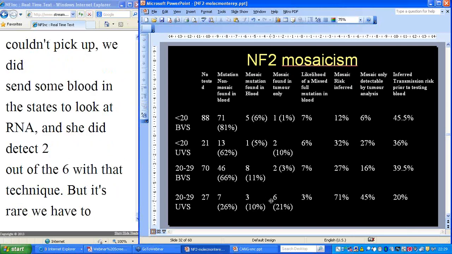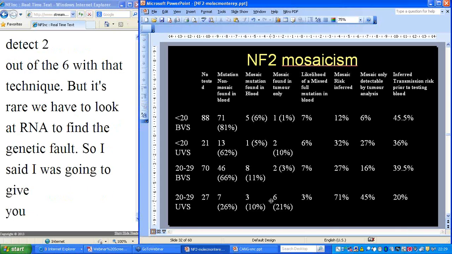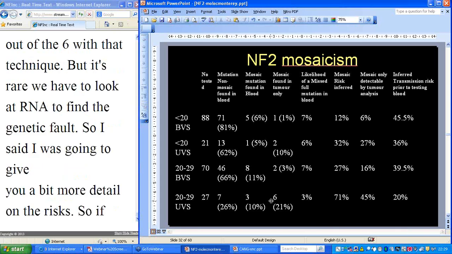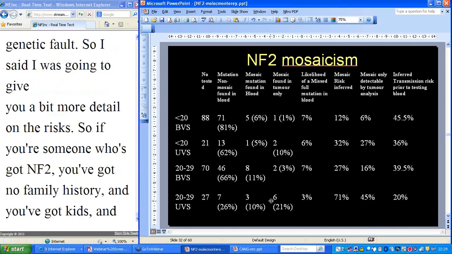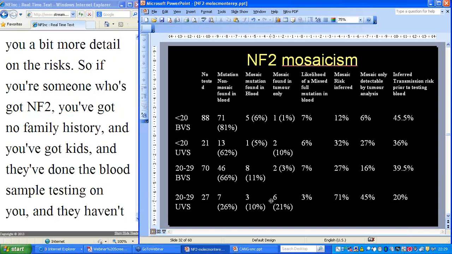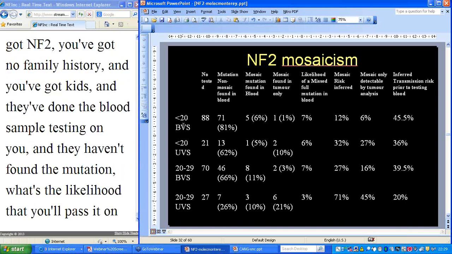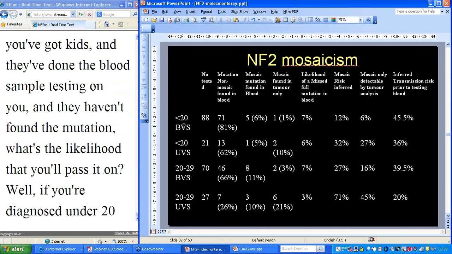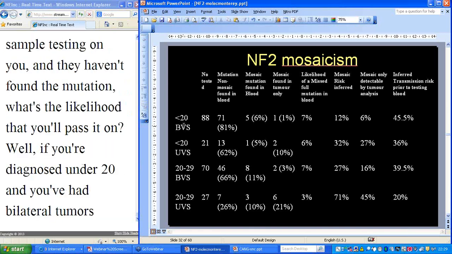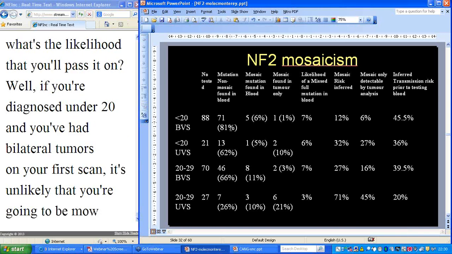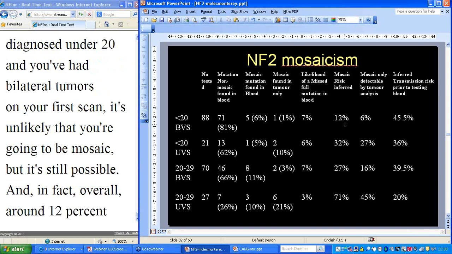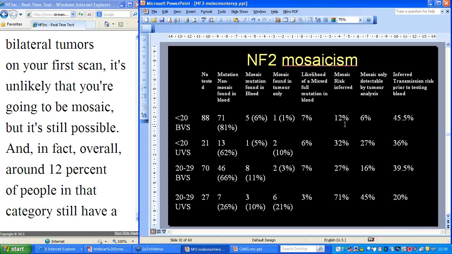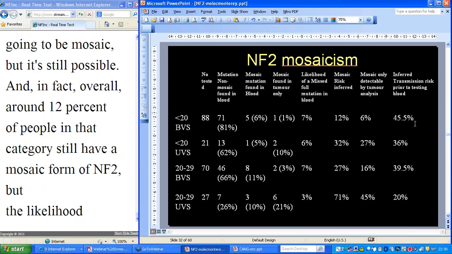So I said I was going to give you a bit more detail on the risks. If you're someone who's got NF2, you've got no family history, and you've got kids, and they've done the blood sample testing on you and they haven't found the mutation, what's the likelihood that you'll pass it on? Well, if you're diagnosed under 20 and you've had bilateral tumors on your first scan, it's unlikely that you're going to be mosaic, but it's still possible. In fact, overall, around 12% of people in that category still have a mosaic form of NF2, but the likelihood of you passing NF2 on to your children is very close to 50-50, not quite 50-50.